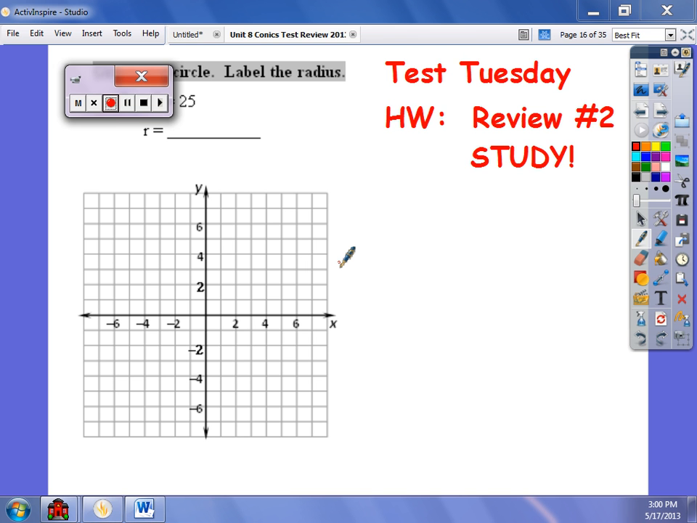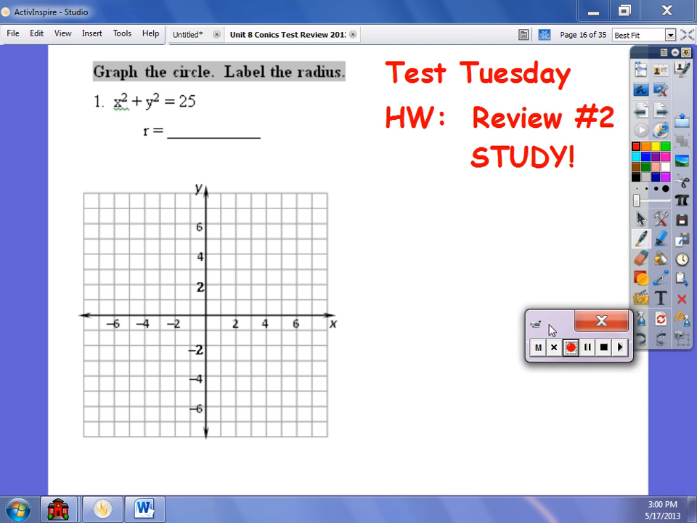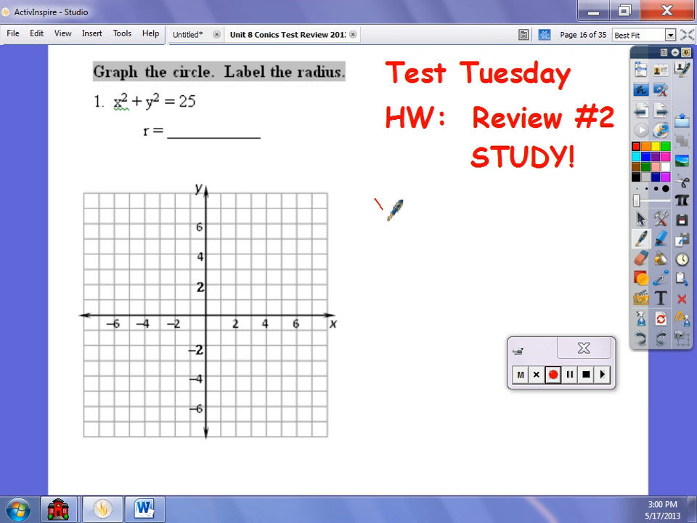First question is a circle. Circles are pretty easy. The basic formula is x squared plus y squared equals r squared. The radius is going to be equal to the square root of r squared. So if we look here, r squared is equal to 25. So the radius will be equal to the square root of 25, which is 5.